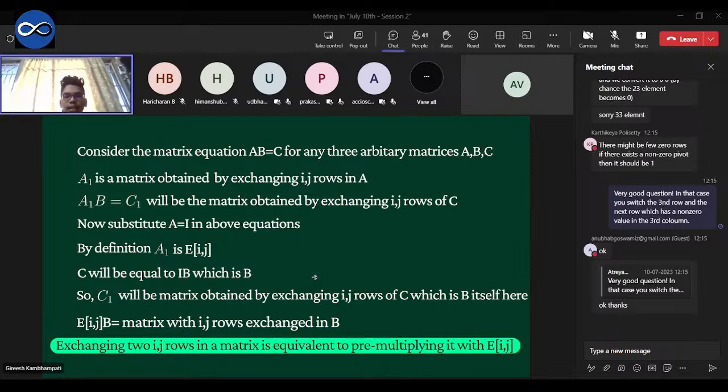Is everything okay? Any doubts in this part? If we interchange rows of A, the rows in the product also will change with the fixed matrix. Like if AB equal to C, and A1 B equal to C1, where A1 is obtained by interchanging rows of A, then C1 is also the one obtained from interchanging rows of C. Is this thing clear or any doubts?